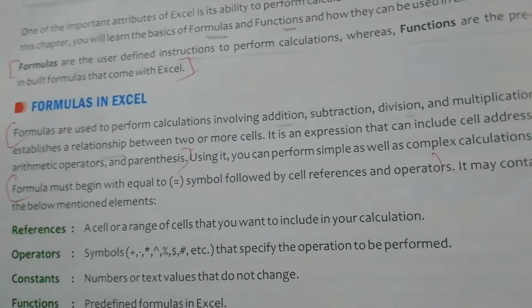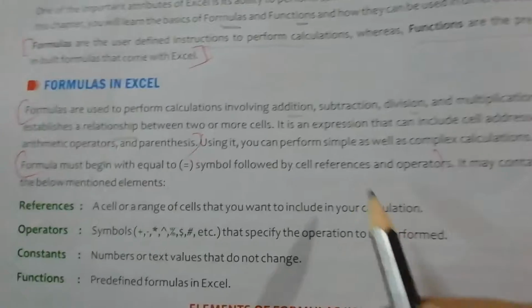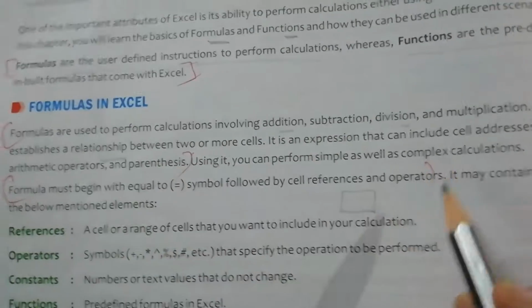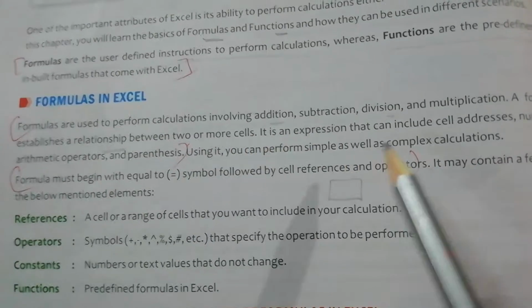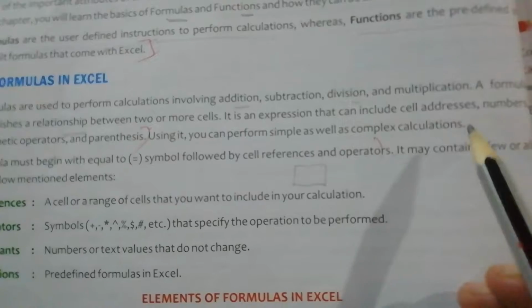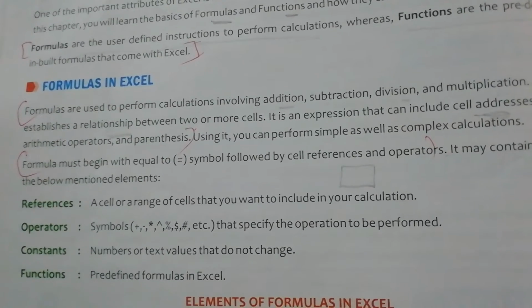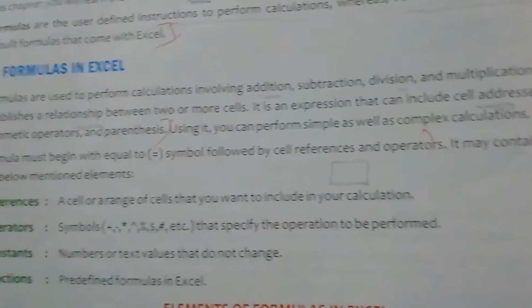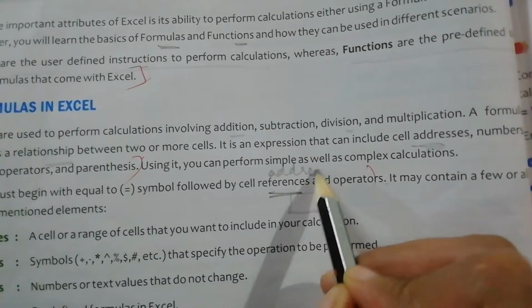As we know that Excel is comprised of a number of cells. What is a cell? This is called a cell. Clear? So why do we use formula? To build a relationship between two or more cells. And how can we build a relationship between them? Including cell address, number, arithmetic operator and parentheses. Formulas must begin with an equal to symbol followed by cell reference. Reference means address.